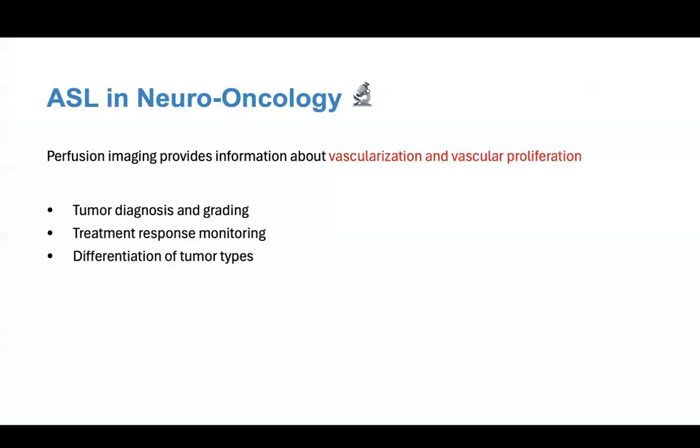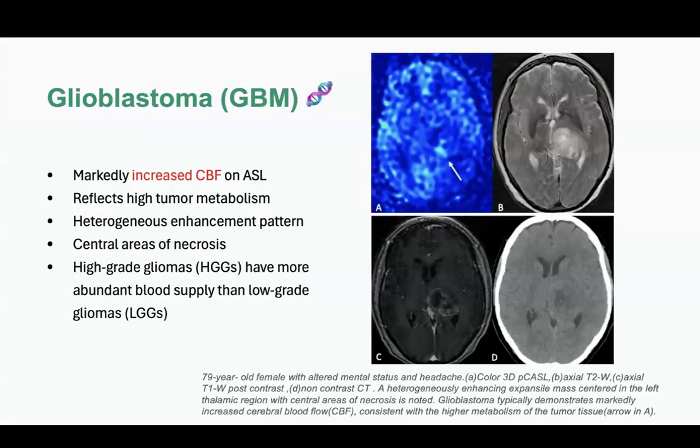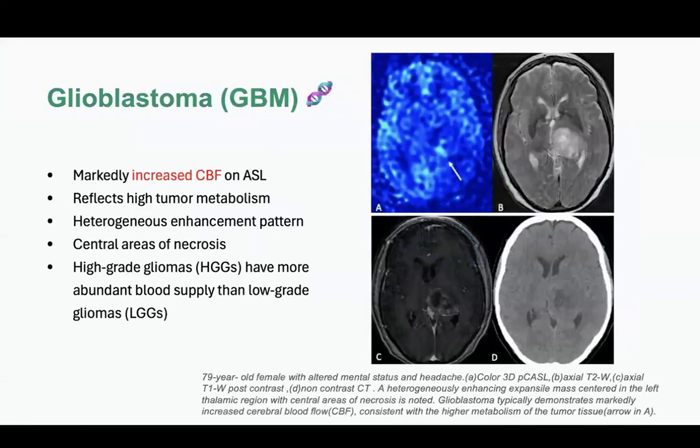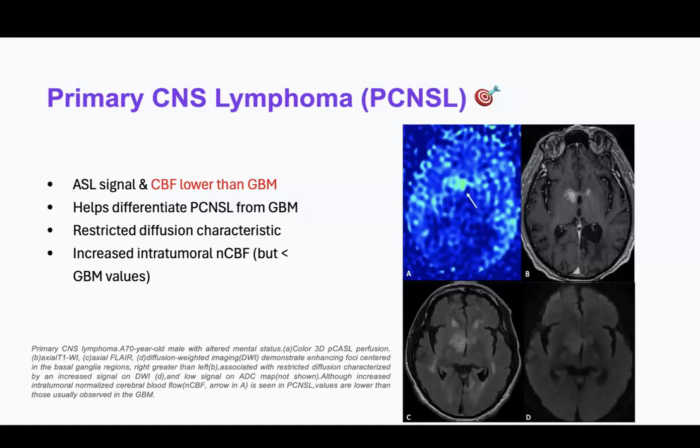ASL in brain tumors. We want to know about vascularization and vascular proliferation. ASL can aid in tumor diagnosis, response monitoring and tumor typing. In glioblastomas, we can have increased cerebral blood flow. To differentiate glioblastoma from primary CNS lymphoma, both have the same MRI characteristics, but glioblastoma will have increased perfusion and primary CNS lymphoma will have decreased perfusion.